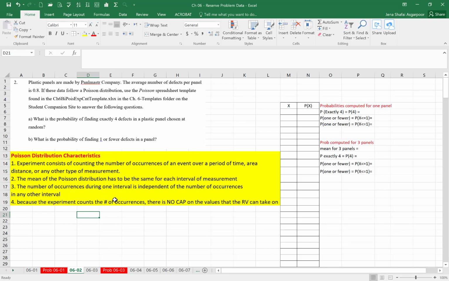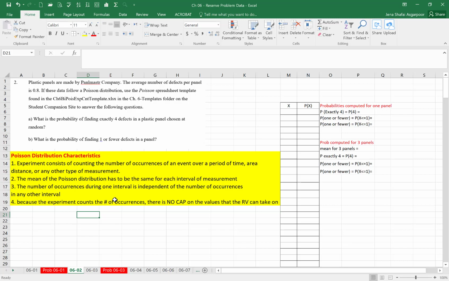A Poisson experiment consists of counting the number of occurrences of an event over a period of time, area, distance, or any other measurement. The mean of the Poisson distribution has to be the same for each interval of measurement. So for example, if it's 0.8 per panel, then it would be the same for another panel. So over 2 panels, it would be 2 times 0.8. The number of occurrences during one interval is independent of the number of occurrences in any other interval.